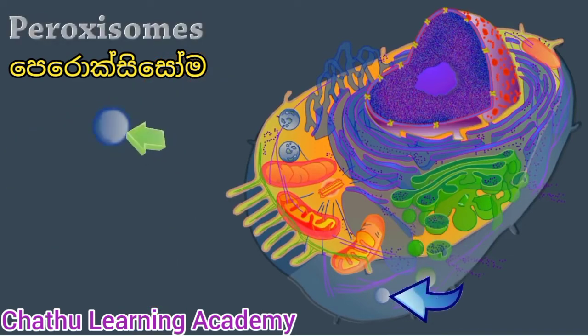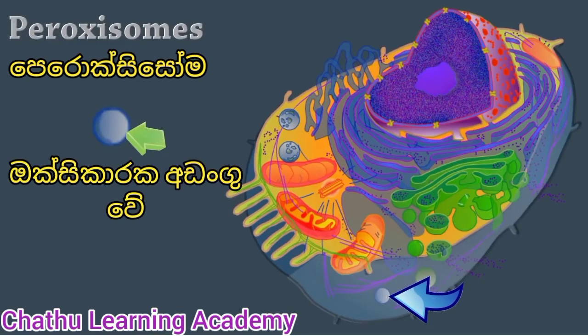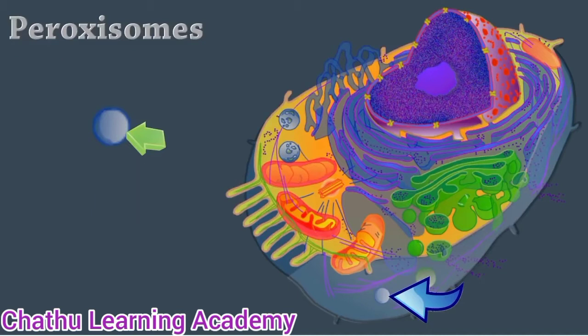Peroxisomes are membranous sacs of oxidase enzymes. The enzymes detoxify a number of toxic substances. The most important enzyme, catalase, breaks down hydrogen peroxide.